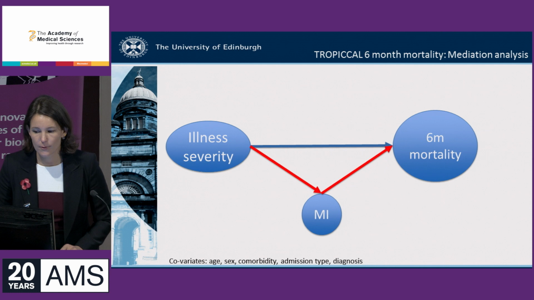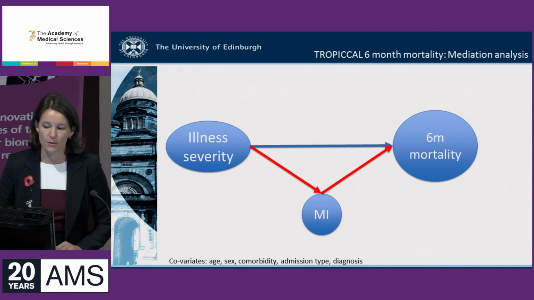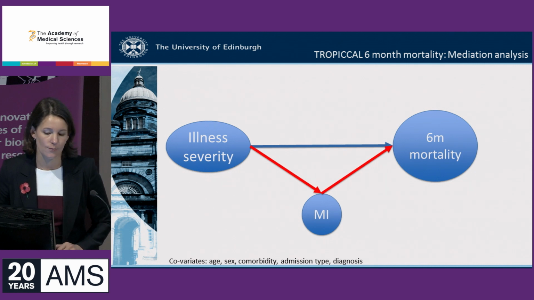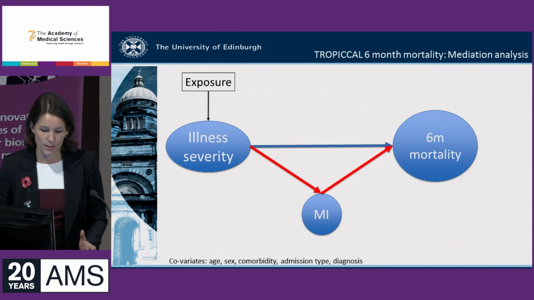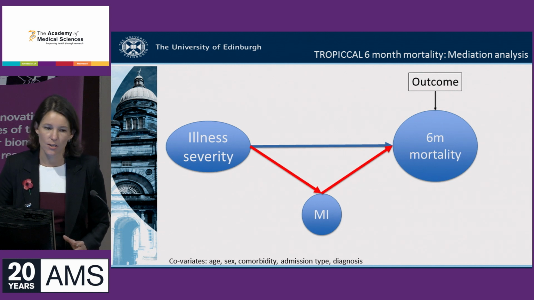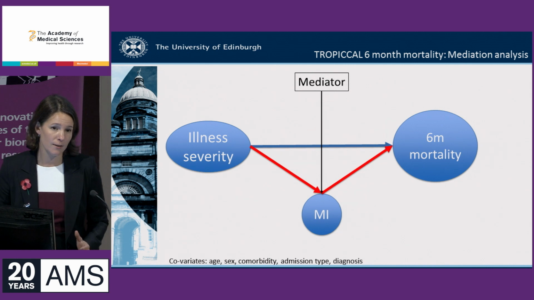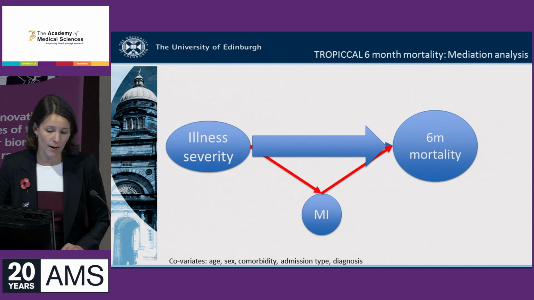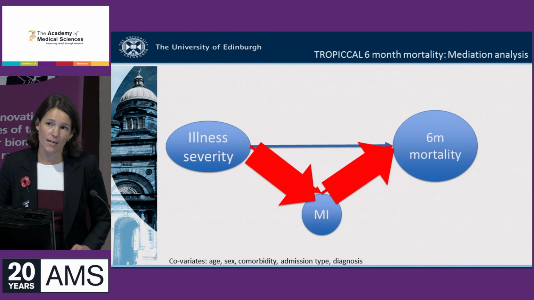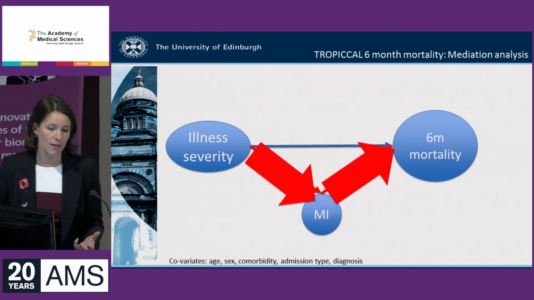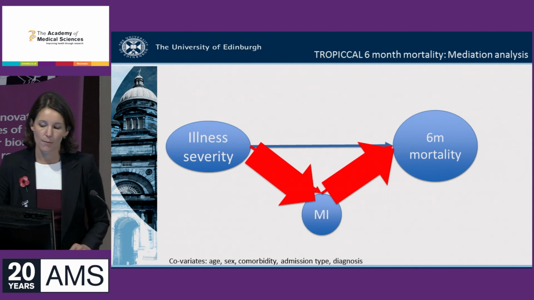To investigate this further, we performed a mediation analysis to explore the relationship between illness severity and 6-month mortality. So we have the exposure of illness severity and the relationship of that with 6-month mortality. And we're using the mediator myocardial infarction to explain this relationship. So we have a direct causal pathway where illness severity causes 6-month mortality. And we have an indirect causal pathway where illness severity influences myocardial infarction, which in turn influences 6-month mortality.